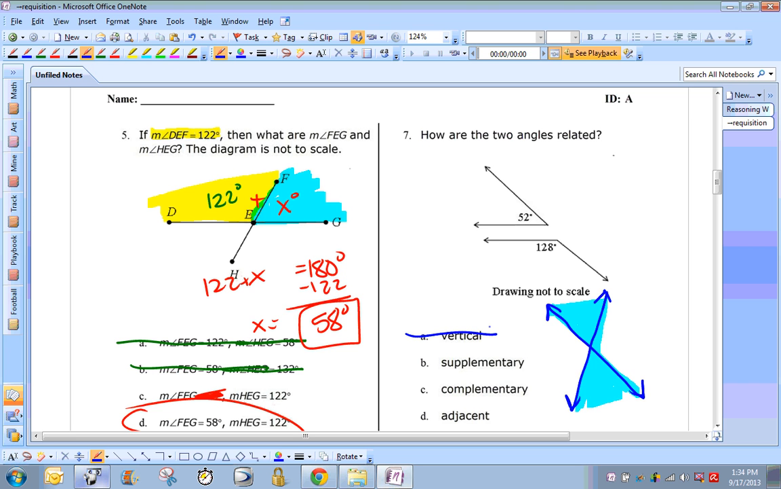Attention all Klein-Collins, a tornado has been spotted near Klein-Collins High School. I repeat, a tornado.